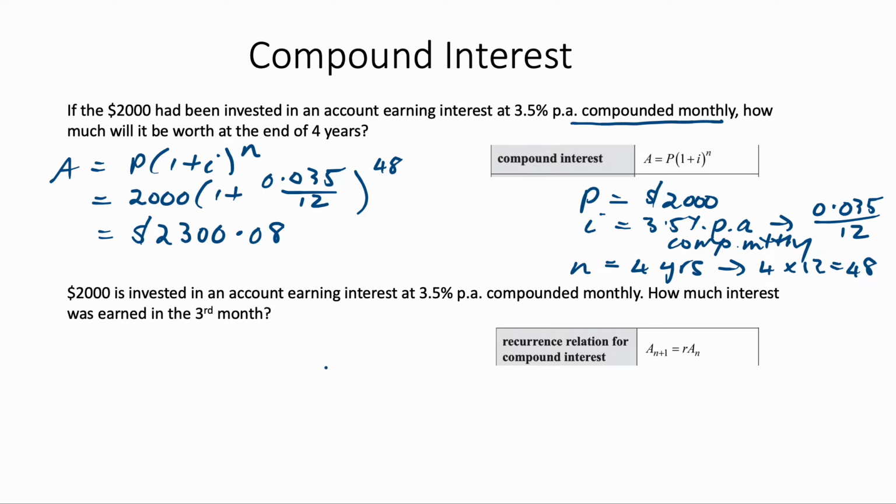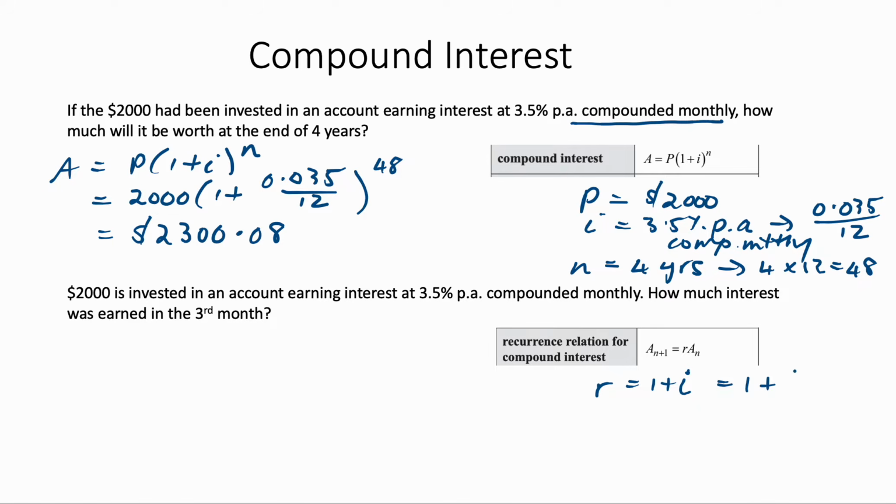Whereas now, in this second question, we've got the same compound interest scenario, but now they're asking us how much interest was earned in the third month. So we're coming down and scrutinizing just a little part of that time. That's where the recurrence formula comes in handy. Here, we want to remember that our R is equal to 1 plus i, where i is basically the same i that we've used up here.